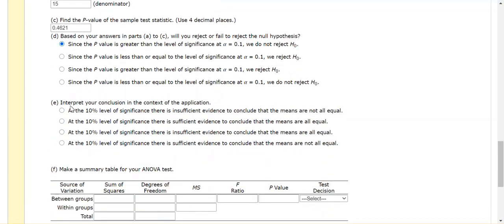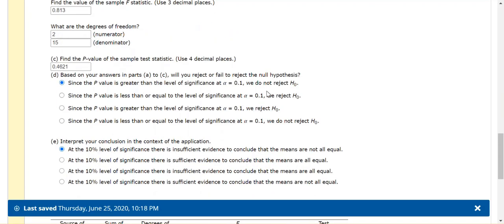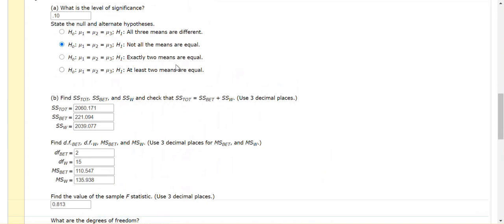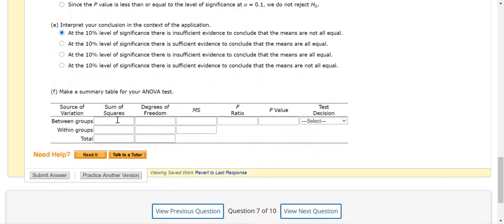And then, so what does that result mean? So in the context of this application, at the 10% level of significance, there is insufficient evidence to conclude that the means are not equal. So when we fail to reject, which is what we're doing, we do not reject, we fail to reject, we are then saying we're not sure if this is the case or not. So there's insufficient evidence to say that the means are not equal. Insufficient.